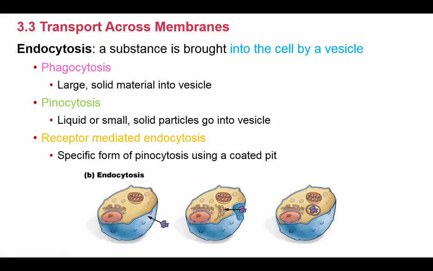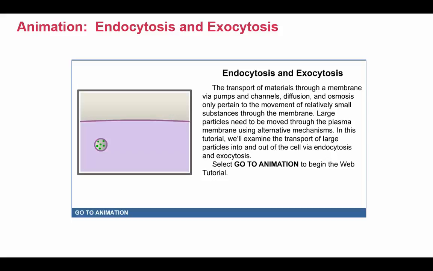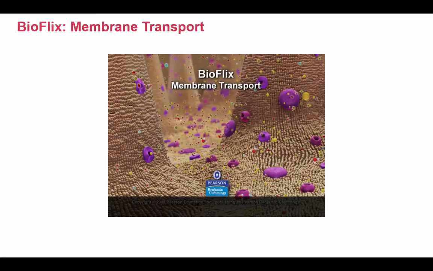The first type is known as phagocytosis. Phagocytosis moves in food or solid materials. Pinocytosis moves in liquid or water. And then receptor-mediated endocytosis is very specific, so it only moves in certain types of liquids using a coated pit. And again, we'll watch this animation in class.